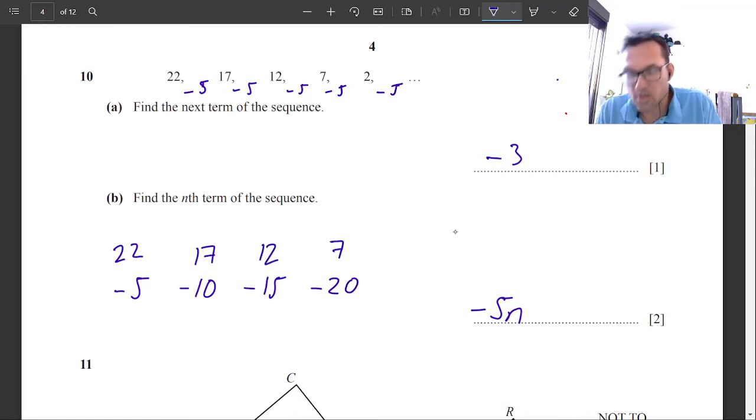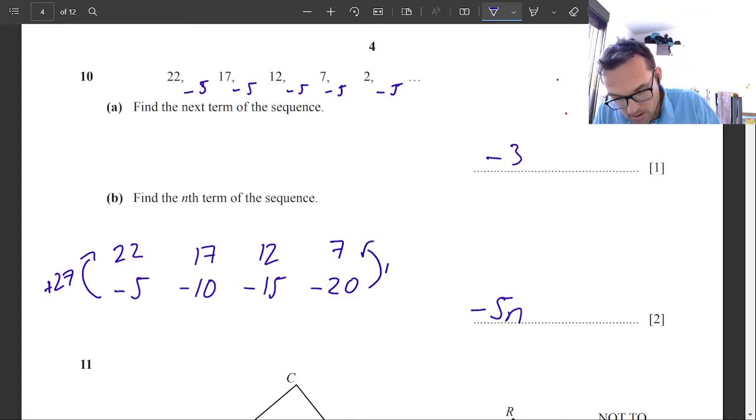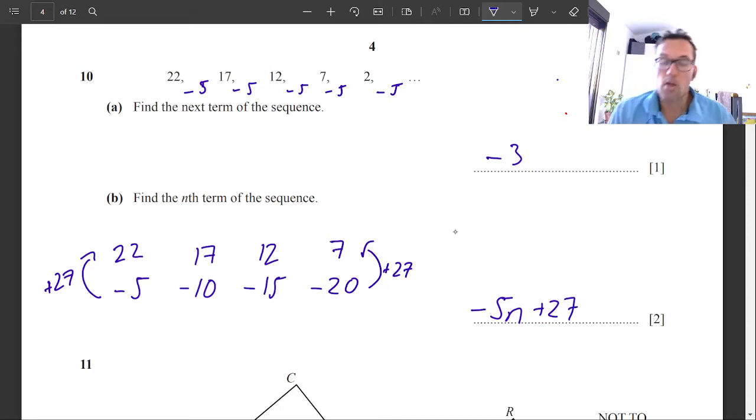So how do we get from -5 to 22? From -20 to 7, or from -10 to 17? We need to get from here to there. We're going to add 27 each time. You see, each time you add 27. So that's what we do. We add 27.